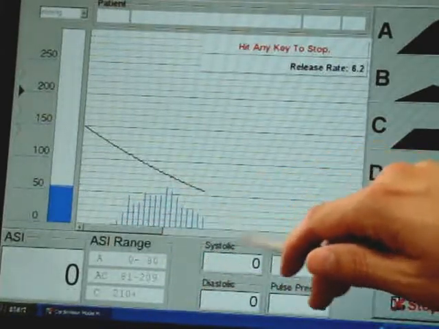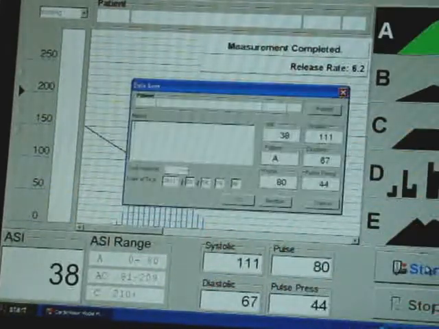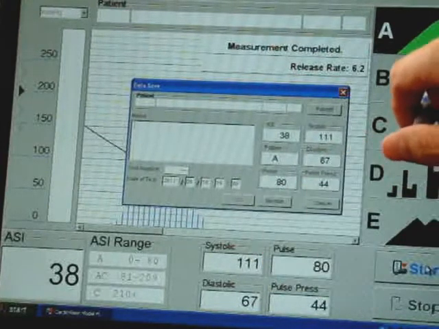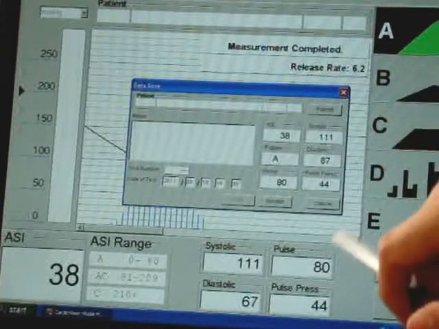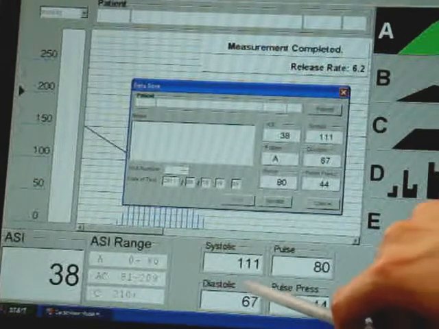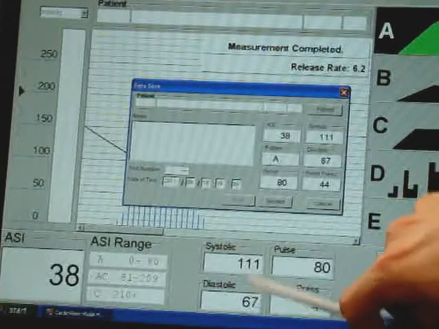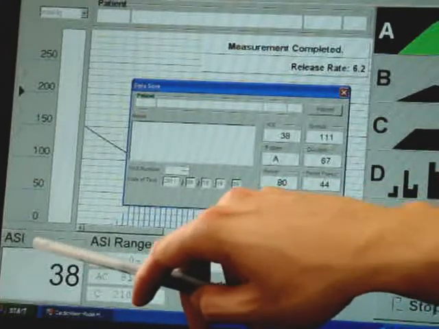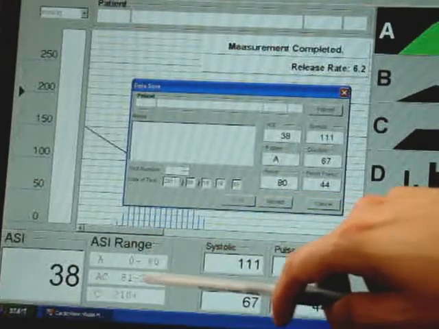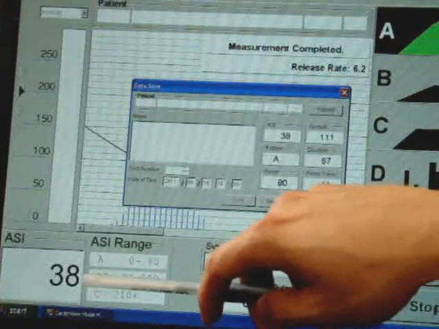Notice the waveform, or the pattern by which they come out. According to that, she has a normal arterial stiffness, or an A waveform. It also shows her systolic and diastolic blood pressures, and also her pulse pressure, which is the difference between these two numbers. Finally, it shows her arterial stiffness index. You can see anything less than 80 is a normal arterial stiffness.